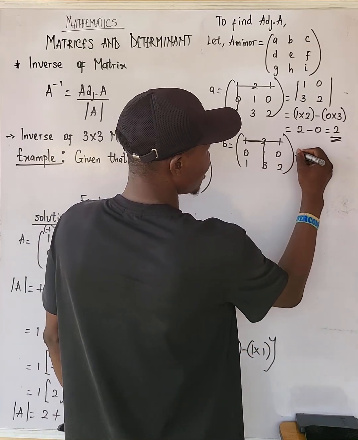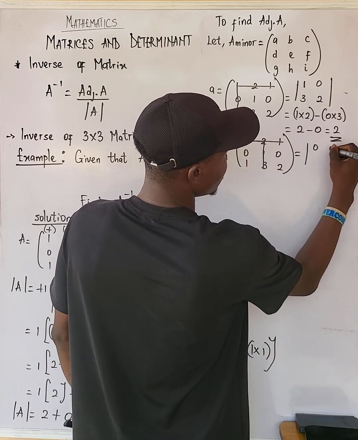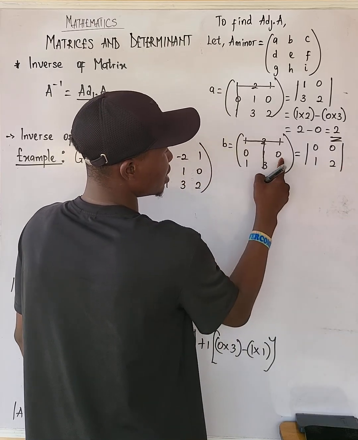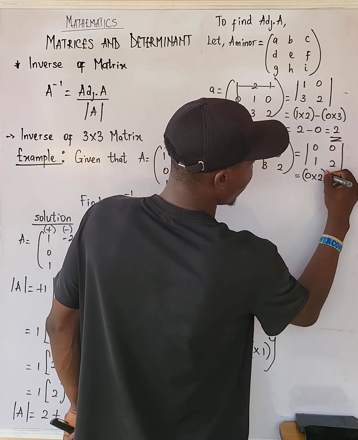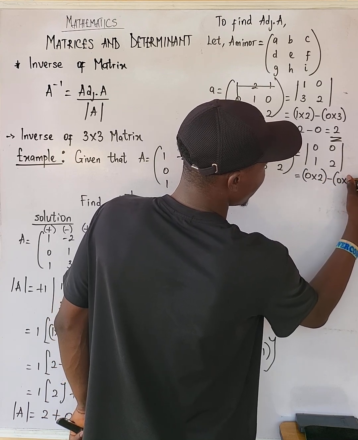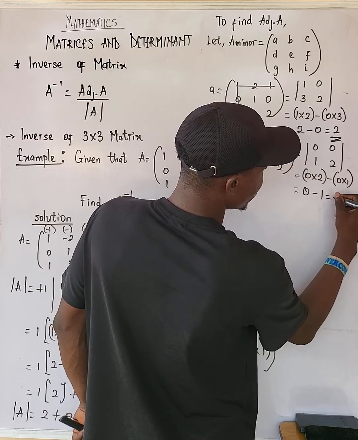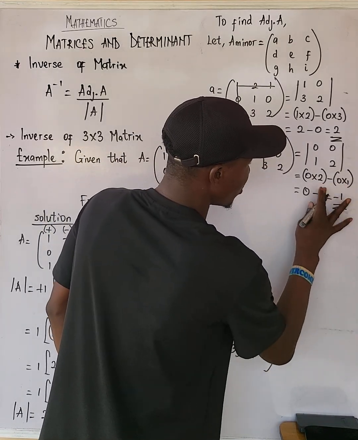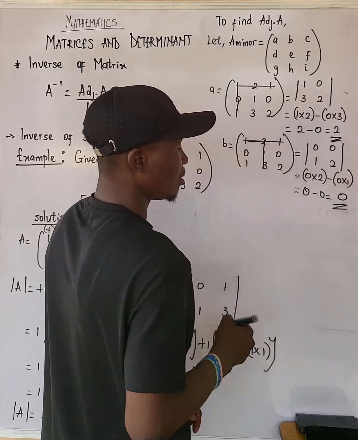So B represents what? This minus 2. That's the position of B. Cancel the row, cancel the column. So what are we seeing? We are left with 0, 0, 1, 2. So when you do it, that will be 0 multiplied by 2 minus 0 multiplied by 1. Oh, sorry. 0 multiplied by 1, that's 0, which will give us 0.